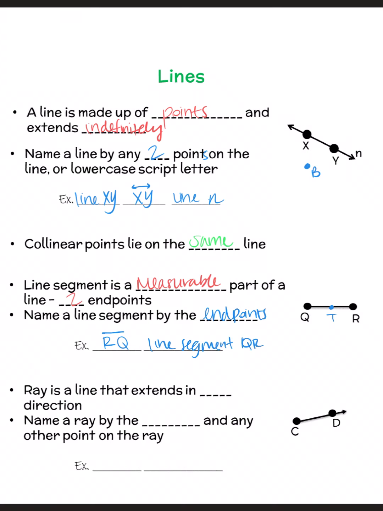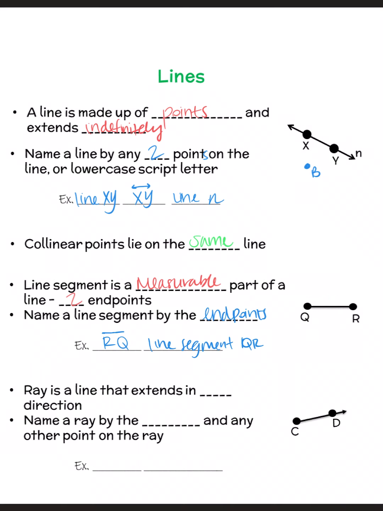I'll name it this, QR. Either way works. It doesn't matter what order you're going in when you're naming it. You just have to use the endpoints. So you could not put that this is line segment QT when you're talking about the whole piece. If you were talking about just this part, then you could.